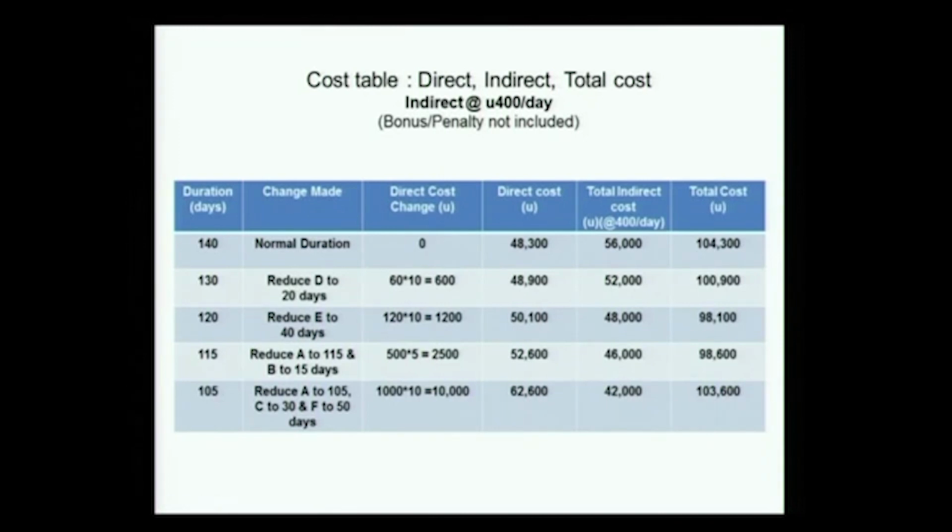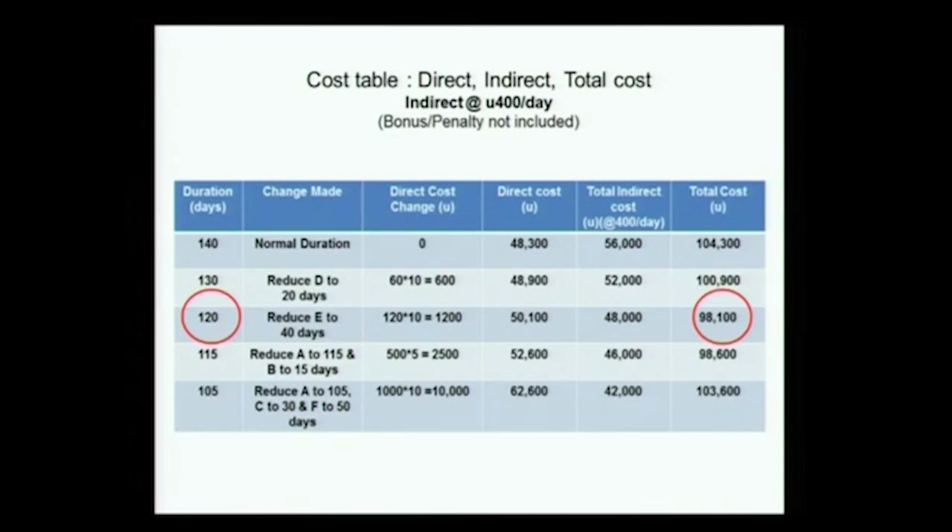Now in the next column we have the total indirect cost. We said 400 per day, and as the period decreases, obviously the indirect cost will reduce. Finally we have the total cost, which follows the pattern we are used to in this kind of relationship. And we say that this is where the minimum is. So far we have not included the bonus and penalty.